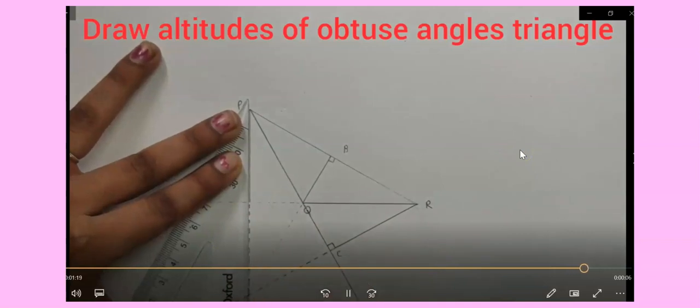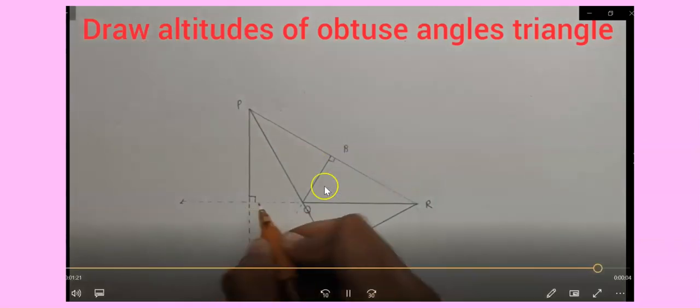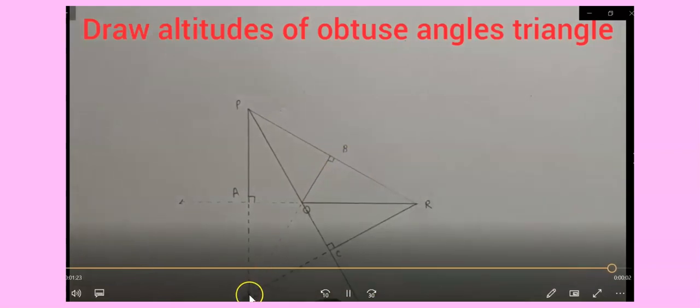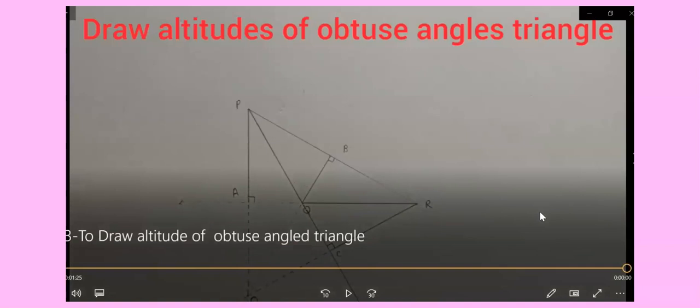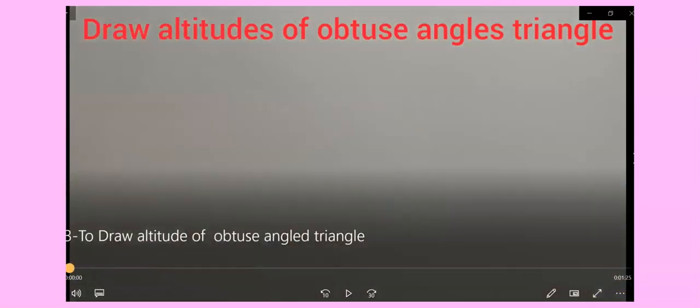All these meet at a point. Extend in backward direction. This also. All these meet at a point O, and this is called the point of concurrence. Once again, you can see this.